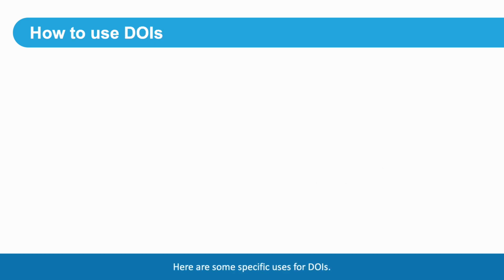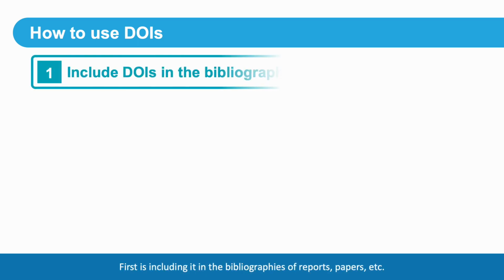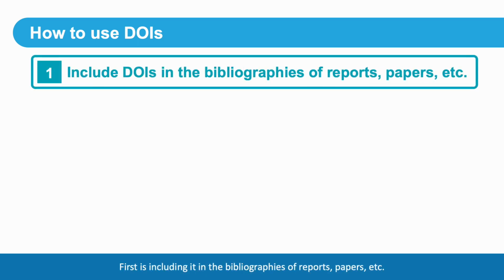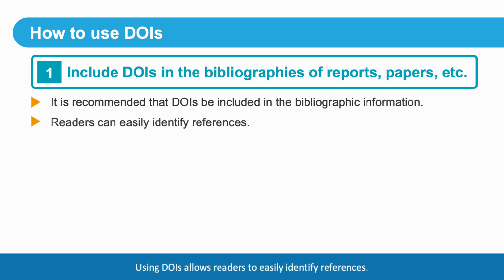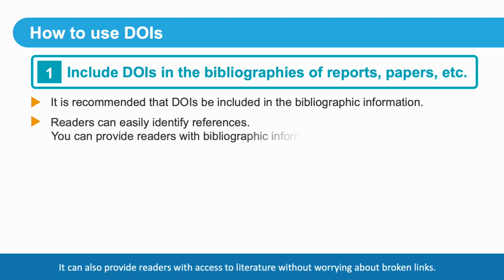Here are some specific uses for DOIs. First is including it in the bibliographies of reports, papers, etc. It is recommended that DOIs be included in the bibliography. Using DOIs allows readers to easily identify references. It can also provide readers with access to literature without worrying about broken links.